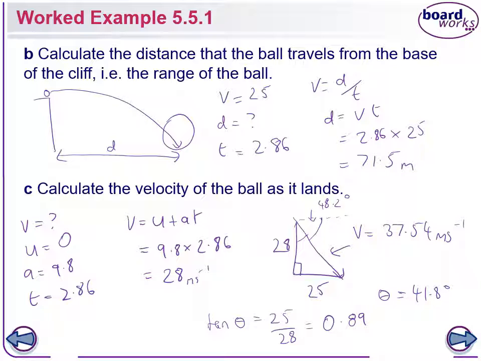But when you need to find a velocity for a projectile, that's what you need to do. You need to keep the vertical and the horizontal components completely separate, work out one at a time, and then put them back together at the end. Once you've got the vertical and the horizontal, you can work out the overall velocity.